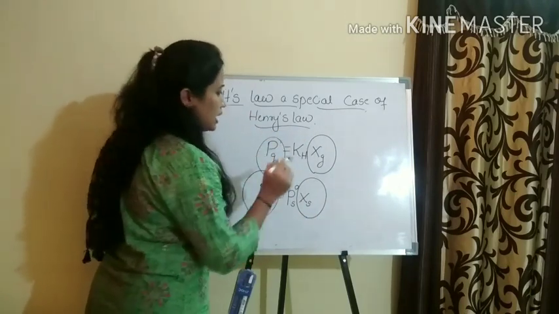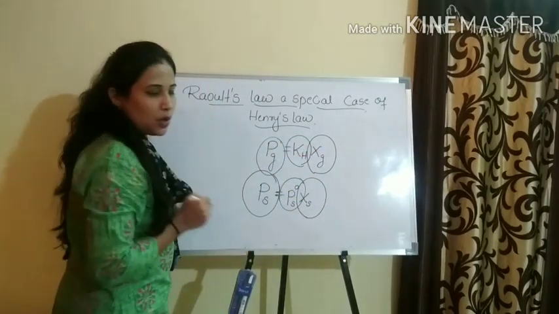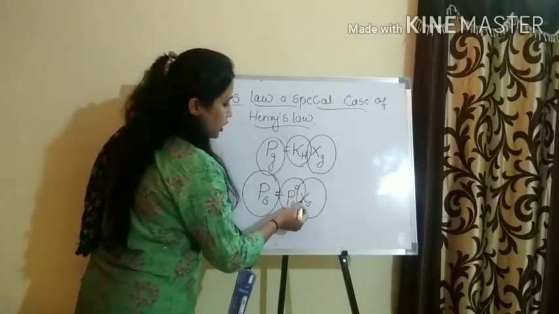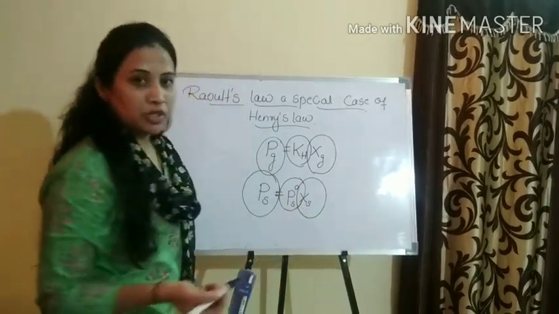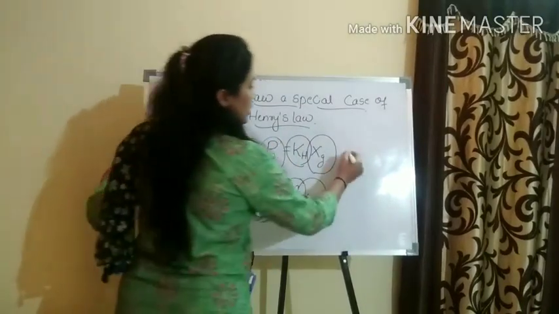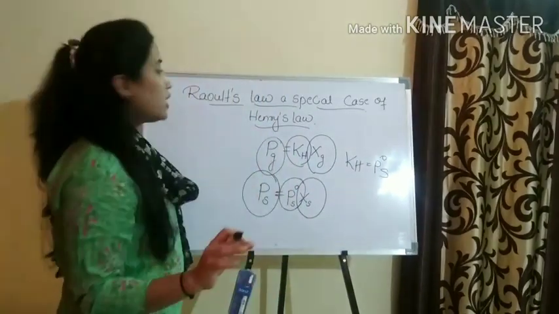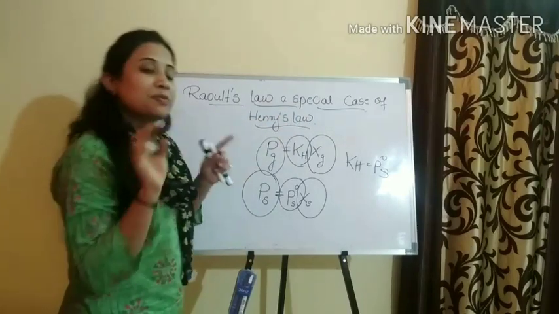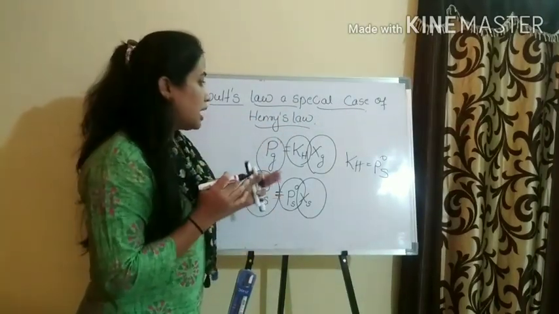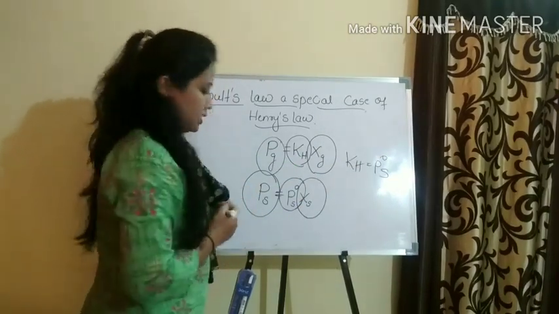The only difference is KH and P naught. In Henry's law, we get a Henry's constant. In Raoult's law, we get P naught, the vapor pressure of the pure component. Both become equal when KH is equal to P naught. That is why we call Raoult's law a special case of Henry's law. Both are one and the same if KH is equal to P naught. Such a small concept, but yet important.